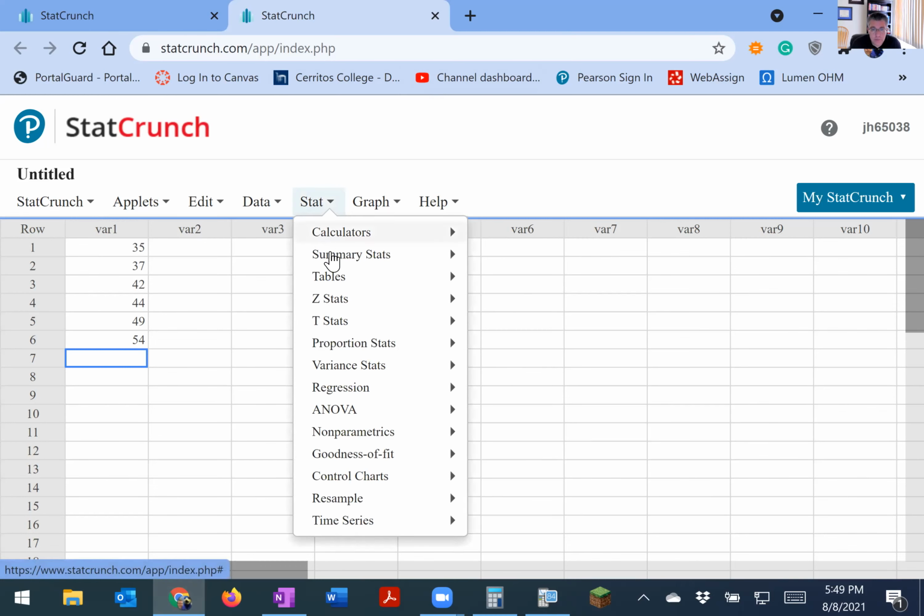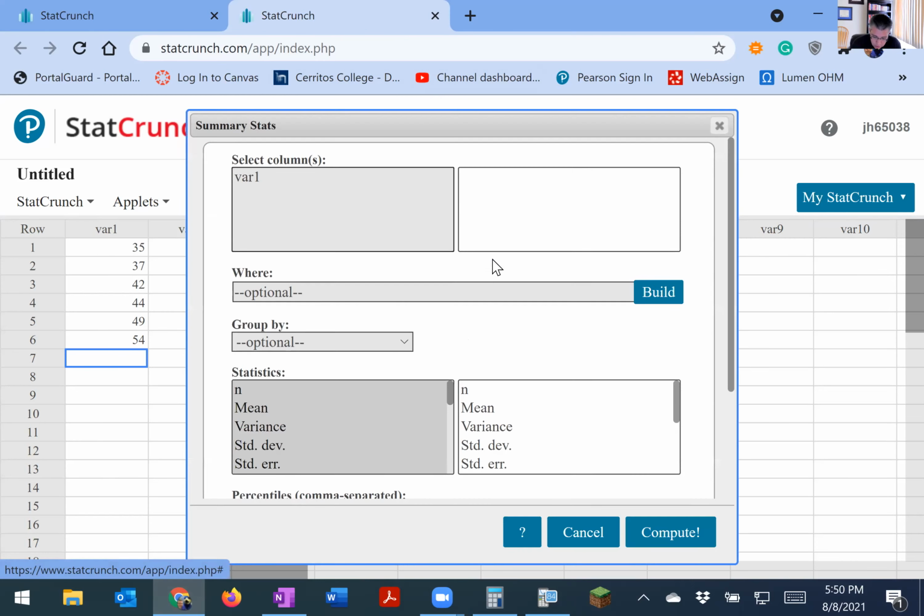If you want to use StatCrunch, then you're going to go to Stats, and then you're going to go to Summary Stats, and then you're going to go to Columns. Then you're going to click on Variable 1. That's the column we're going to look at, and then there's a bunch of different statistics you can choose. The ones coming up right now are our 5-number summary, our mean and our standard deviation.